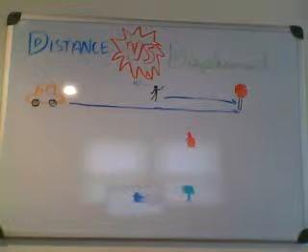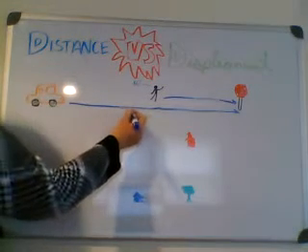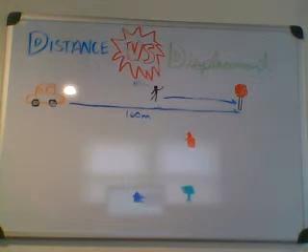Today we're going to be defining distance versus displacement. So say that you have this lovely car here and you're driving towards the stop sign. And let's say that it's 100 meters between you and the stop sign.